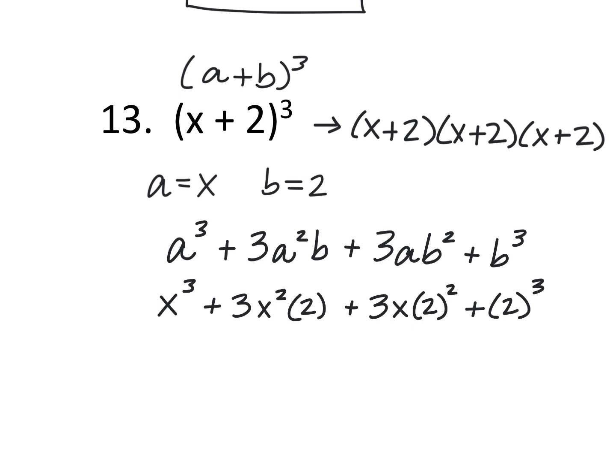We need to simplify this. I know it's weird. We just need to multiply by that b. So the first term is fine. It's just x to the third power. But here you have to multiply the 3 times the 2. So that would get me 6x squared. This one, 2 squared is 4. So you're doing 4 times 3, which would give me 12x.